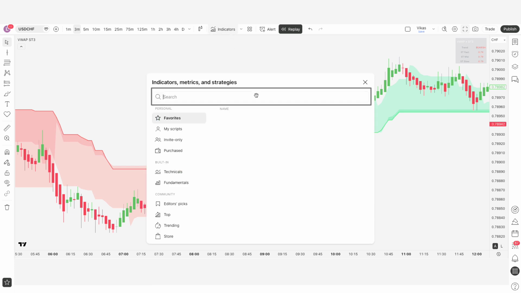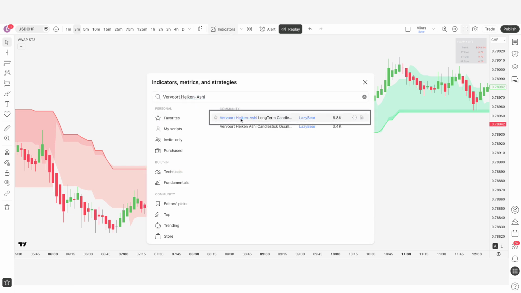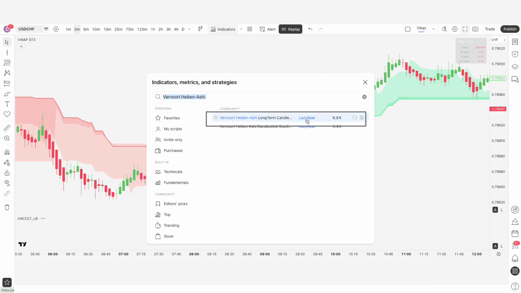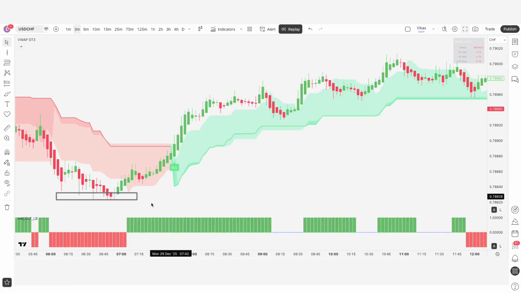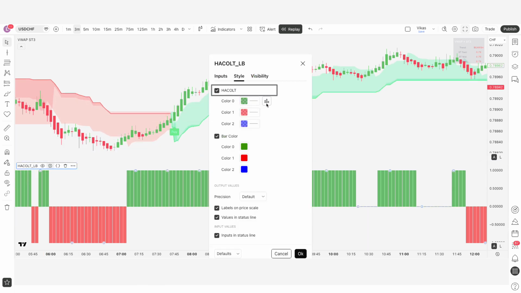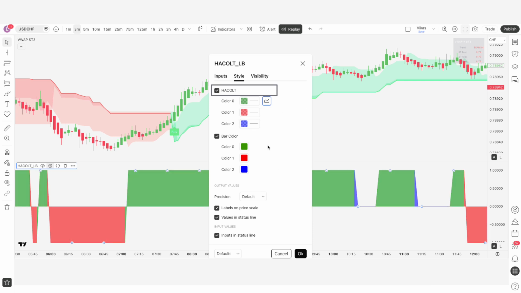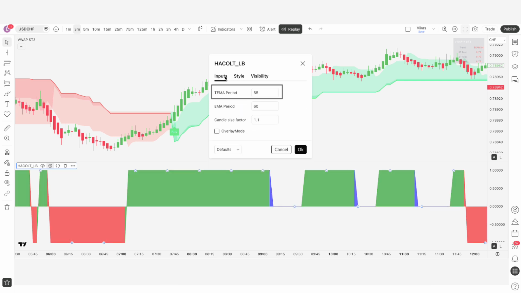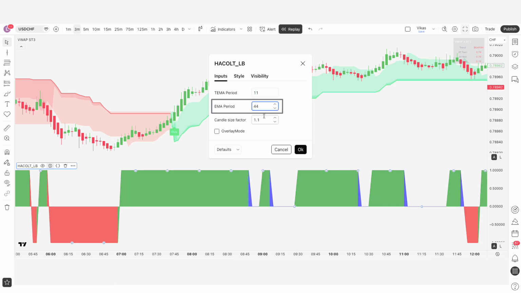Let's go to the Indicator Search tab, search Vervoort Heiken Ashi, and select this one called Vervoort Heiken Ashi Long-Term Indicator, created by Lazy Bear. Now let's access the settings of this indicator so we can modify it to suit our strategy. We change Heiken Ashi columns to area, and after that change the smoother period 55 to 11, and change EMA period 60 to 44. And here everything is fine after that.